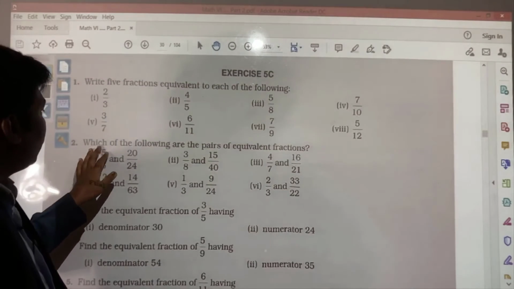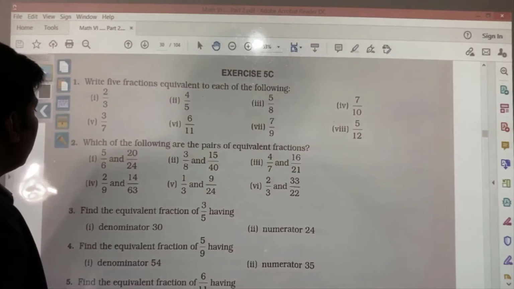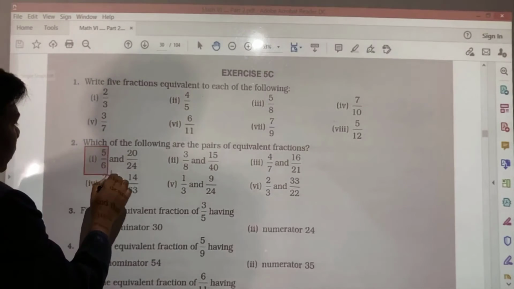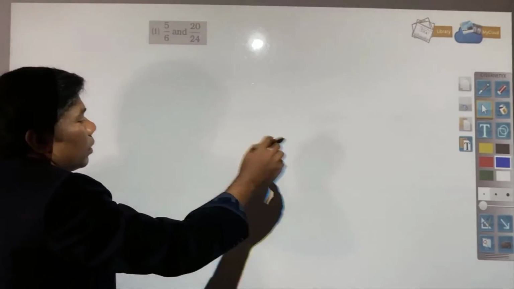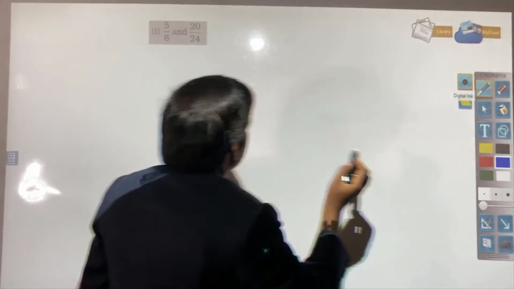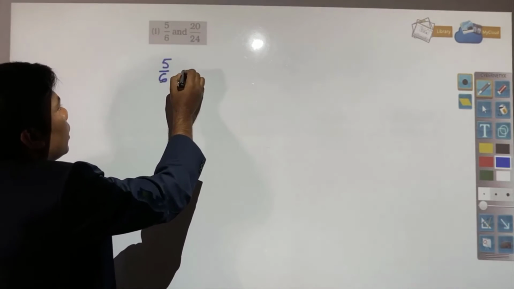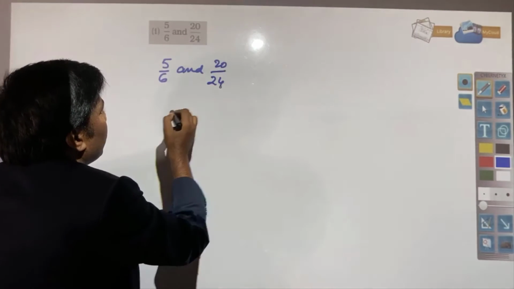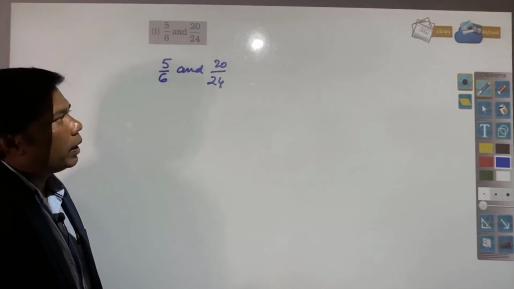Second question you see, which of the following are the pairs of equivalent fractions? If you need to know which pair is equivalent, what test is required to be applied? If two fractions are given, 5 by 6 and 20 by 24, what we need to do is cross multiplication.